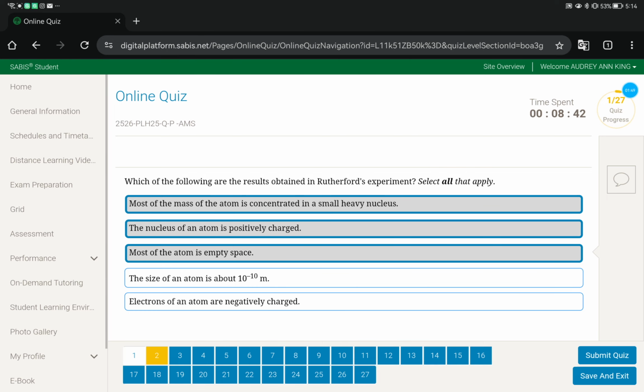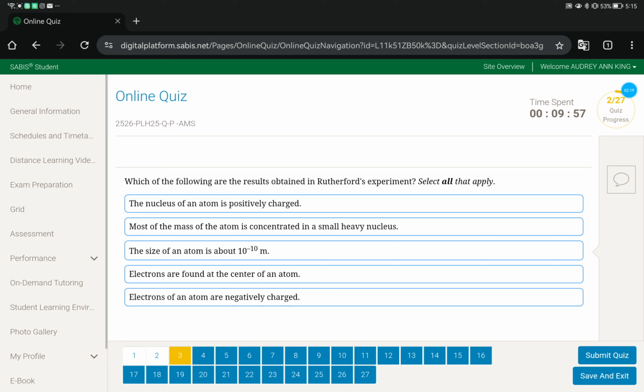Why is the nucleus positively charged? Because it's made of protons and neutrons, hence making it positively charged. You also might think electrons of an atom are negatively charged. Why isn't that correct? Well, that's not what they're asking for. While the statement that the electrons of an atom are negatively charged may be correct, it's not a result of Rutherford's experiment.